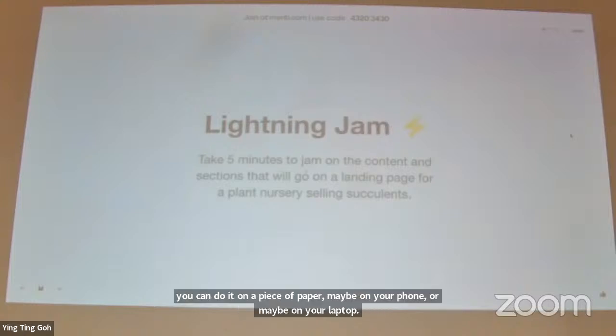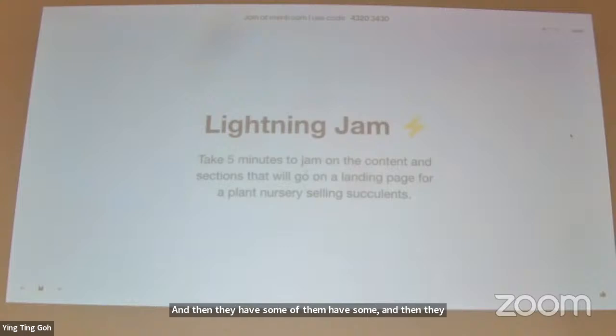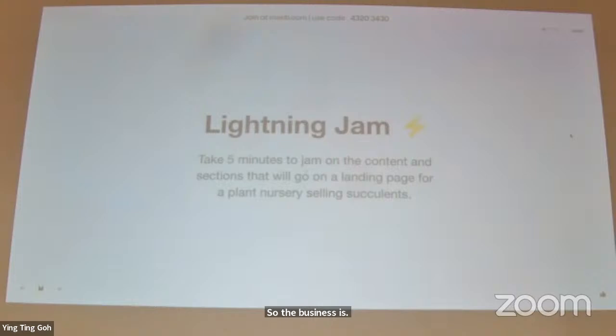So think of a business, okay? The business is a plant nursery, and the plant nursery wants to sell succulents. Do you all know succulents? You know, the little pots, and some of them have spikes, but some of them are leafy, and they have a lot of water. We're not supposed to be watering them too frequently because of how much water they hold. So the business is a plant nursery selling succulents, and the landing page is to get people to order succulents.